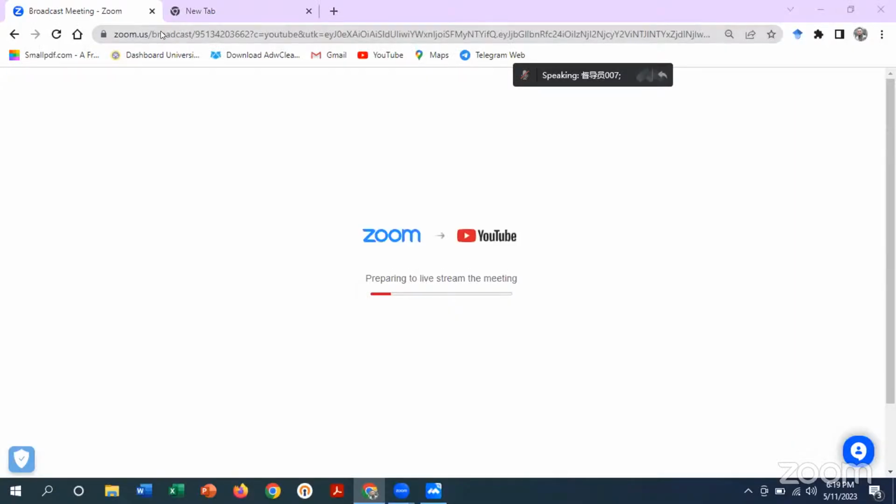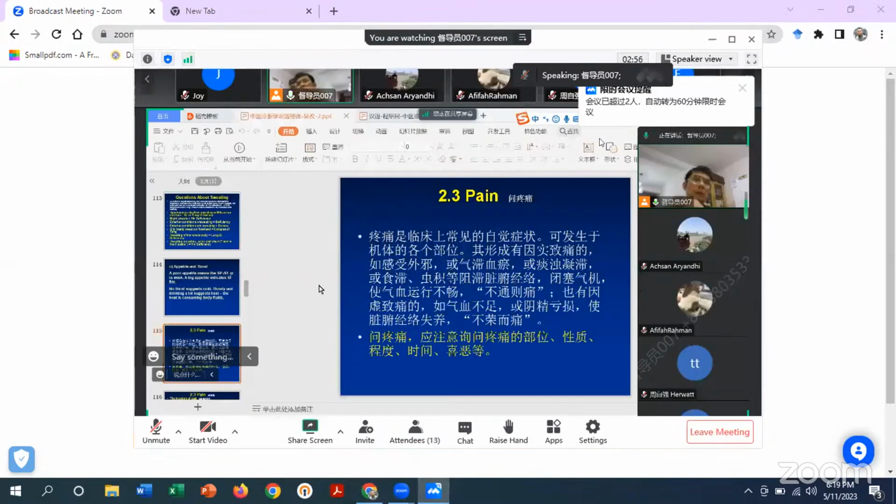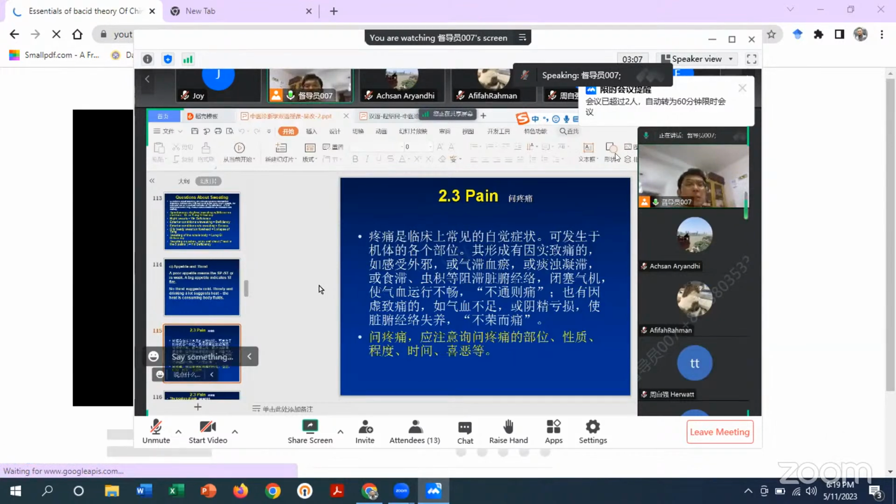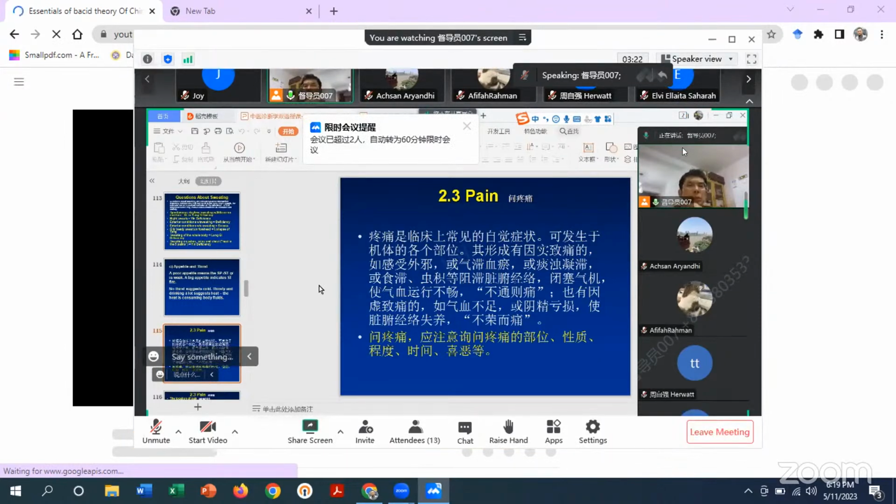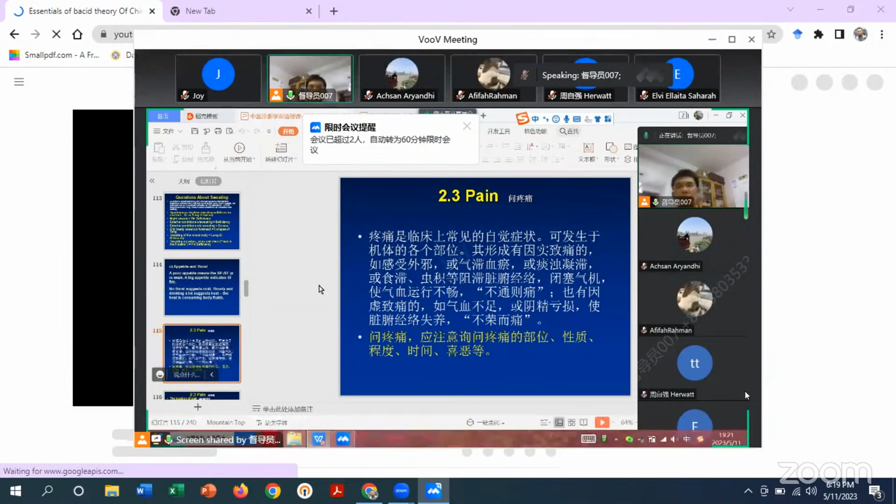In addition to this, there is another kind of pain: deficiency pain. For example, Qi and blood deficiency or essence deficiency leads to some organs, meridians, and muscles failing to be nourished and moistened, which can also give rise to pain. That is deficient pain.